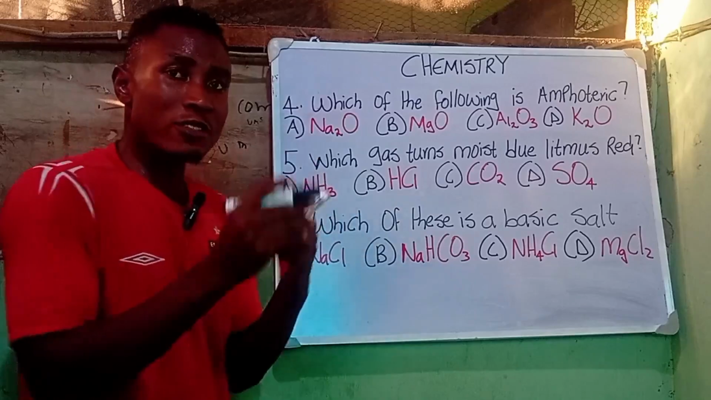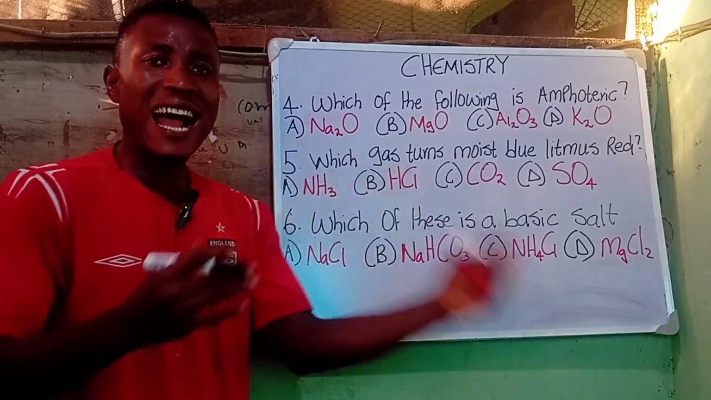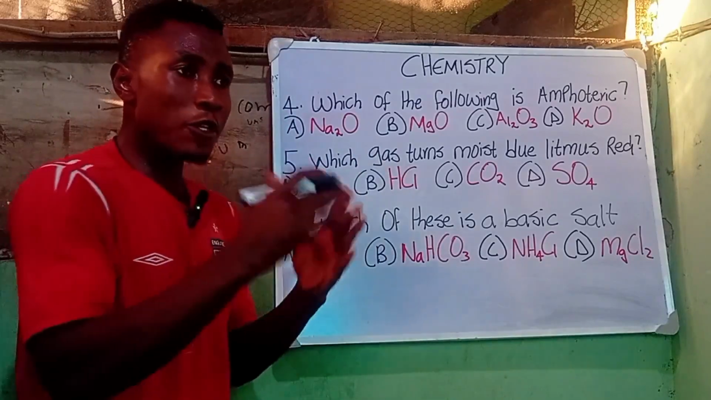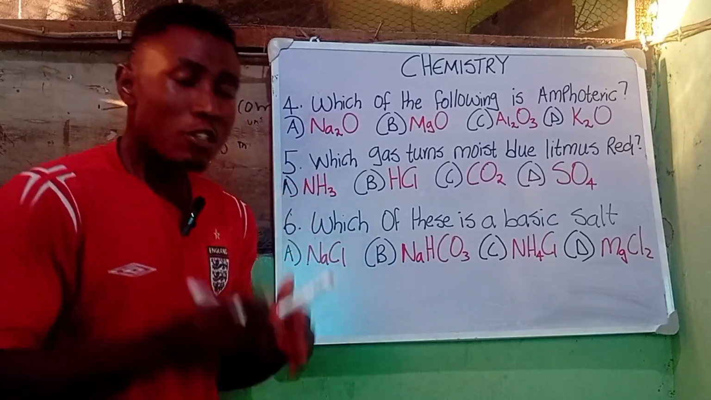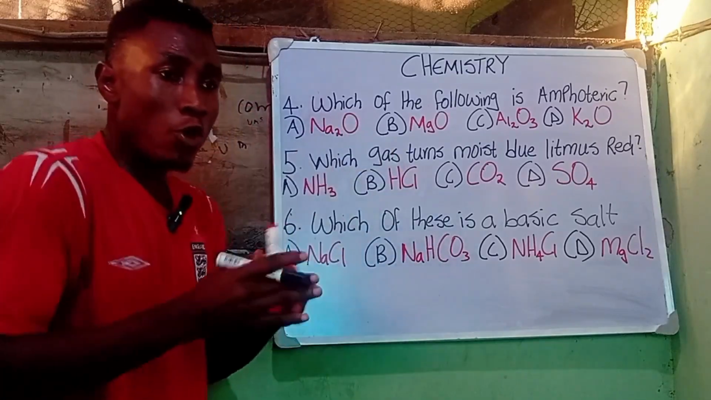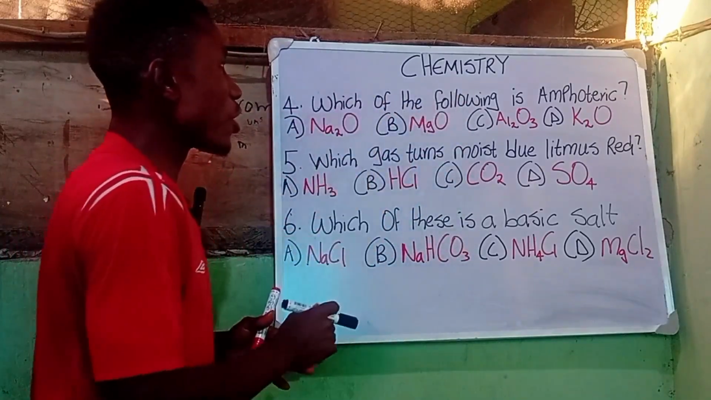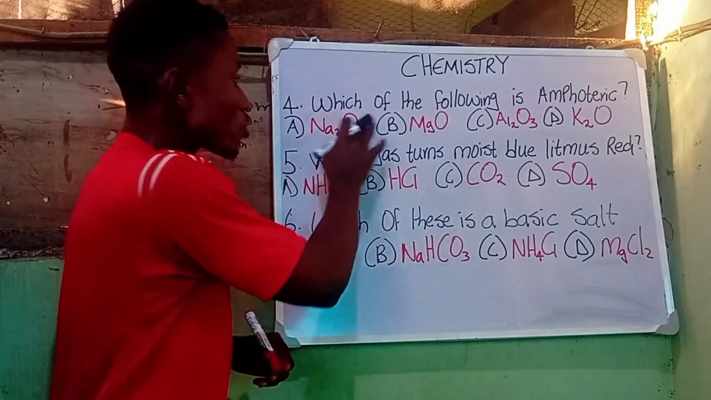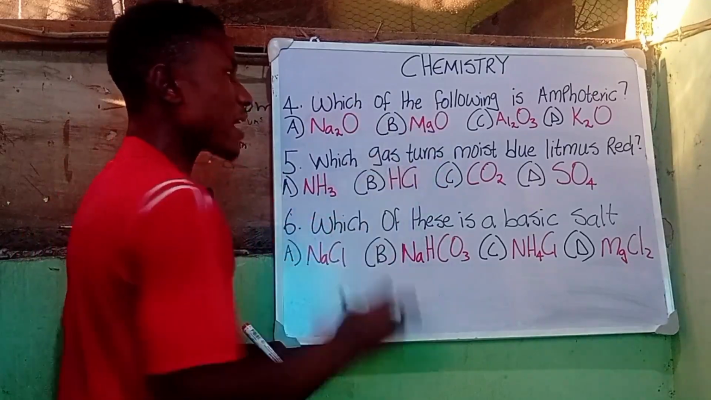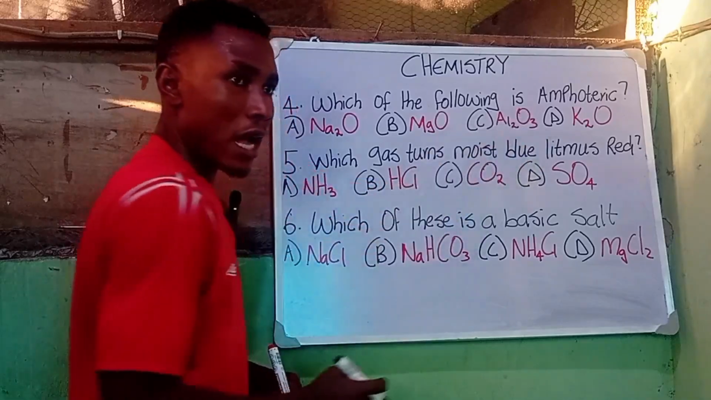Amphoteric oxides are types of oxides that can react with both acid and base. So an amphoteric oxide is a type of oxide that can react with an acid, and it can also react with a base. That is what the question is saying. Which of the following is amphoteric? A, sodium oxide; B, magnesium oxide; and C, alumina.